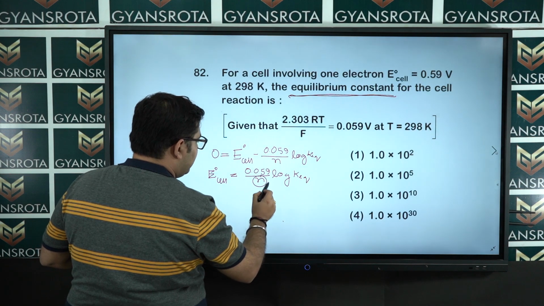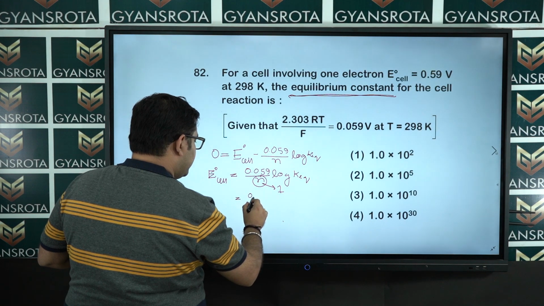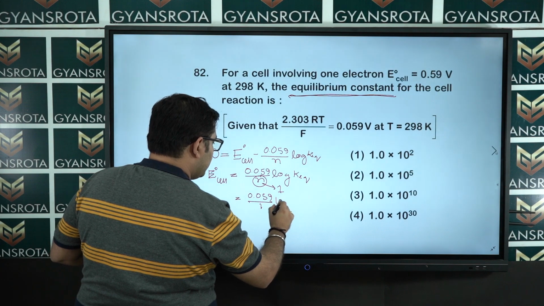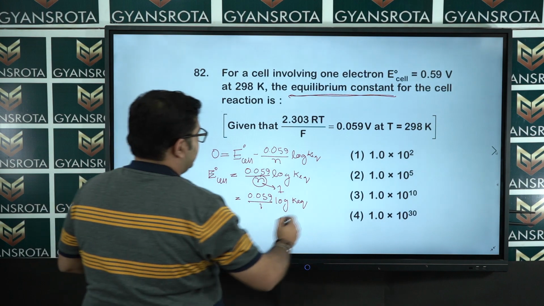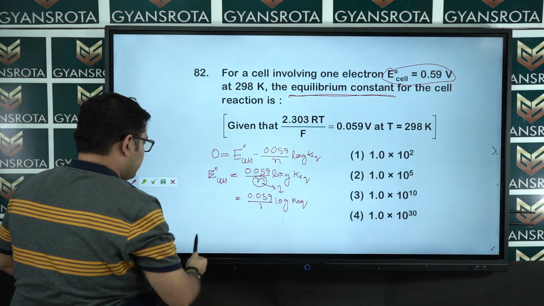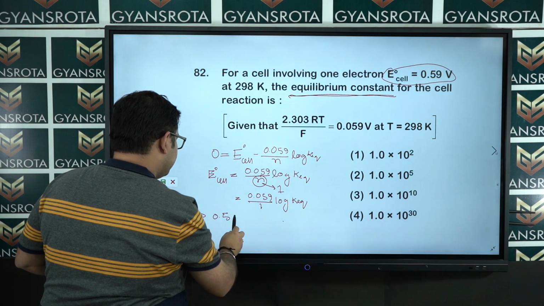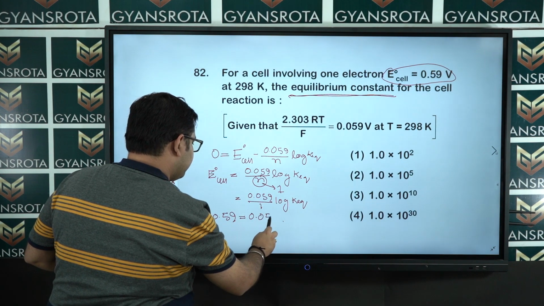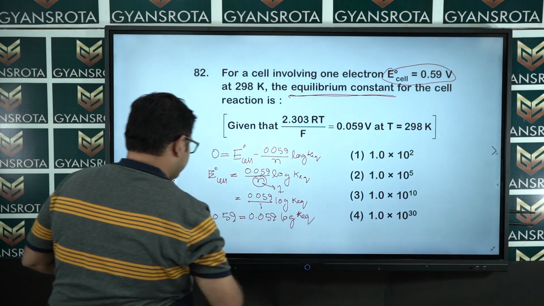Now, this n value is 1 in this reaction. So, 0.059 by 1 into log of K equilibrium. Now, in that equation they have also given the value of E naught cell. So, how to find out E naught cell? The value is 0.59, which is equal to 0.059 log of K equilibrium.